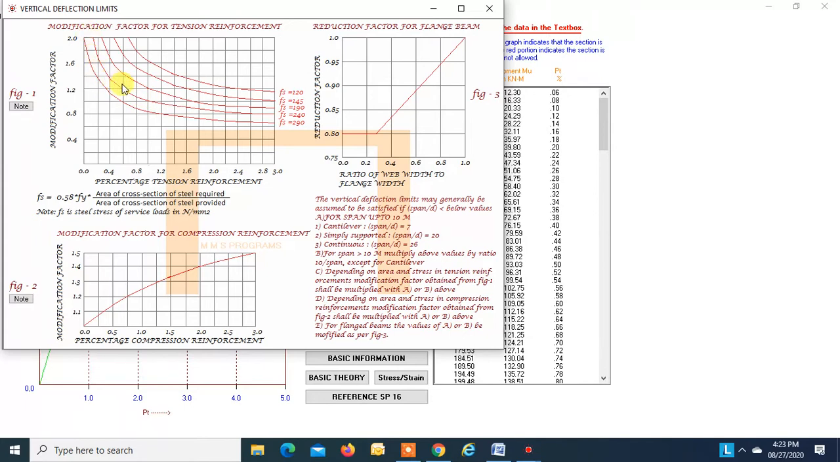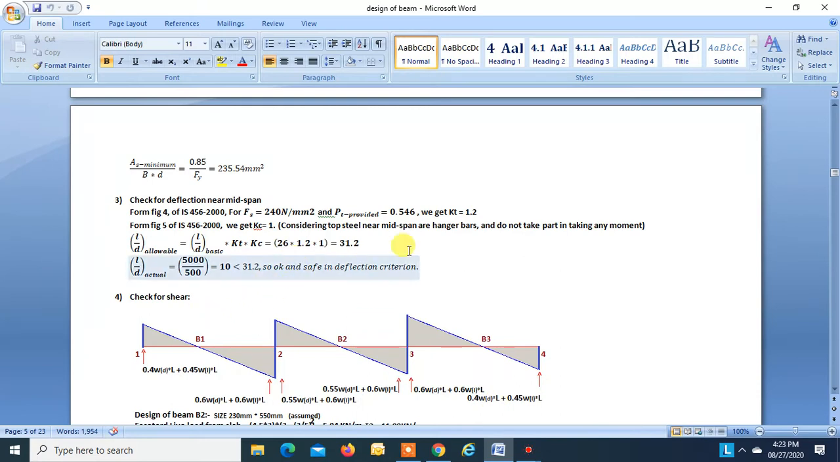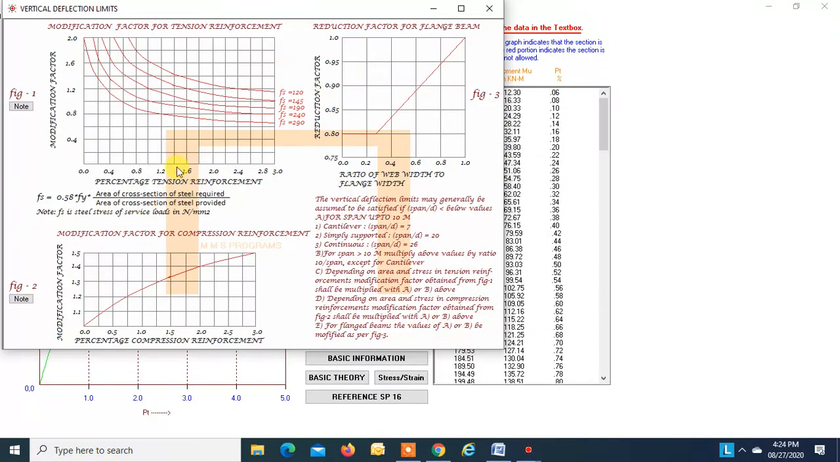Whenever steel Pt is 0.546, we are taking that value. The corresponding value of Kt from figure 4 we are taking as 1.2. This is figure 4. 0.5 is somewhere over here, and here it is greater than 1.2, but we are taking 1.2 to be a little bit on the conservative side.